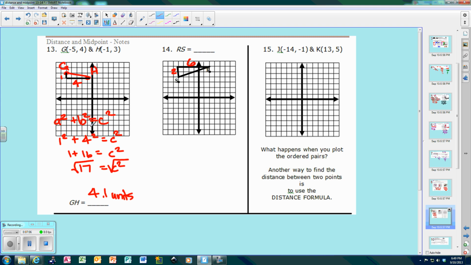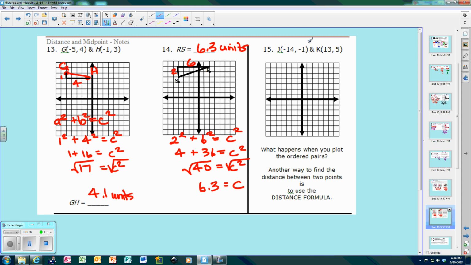So now I'm going to use the Pythagorean Theorem again. So I've got 2 squared plus 6 squared equals c squared. 4 plus 36 equals c squared. 40 equals c squared. Again, I'm going to take the square root of both sides, and I get about 6.3 is my c. So the distance from R to S is about 6.3 units.